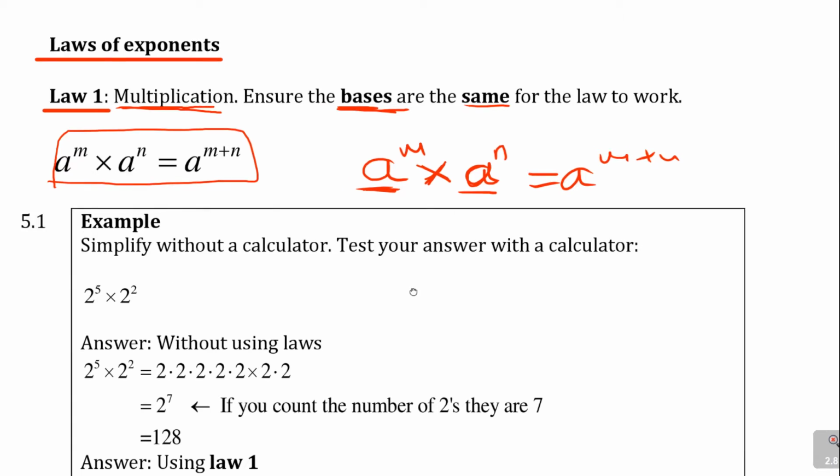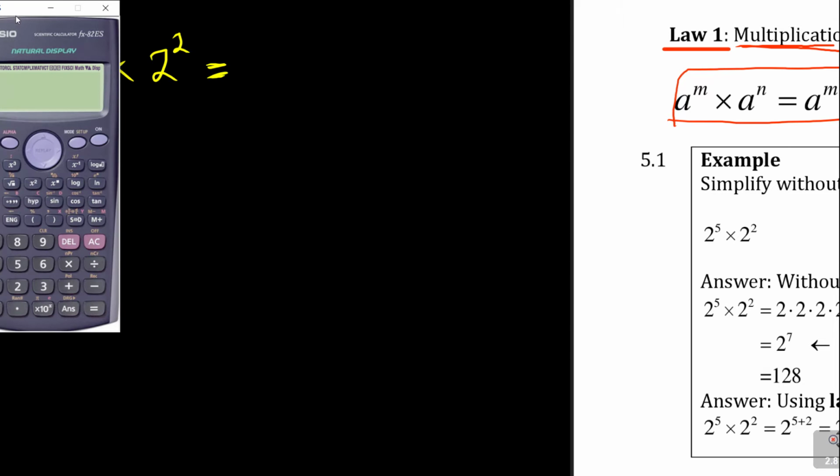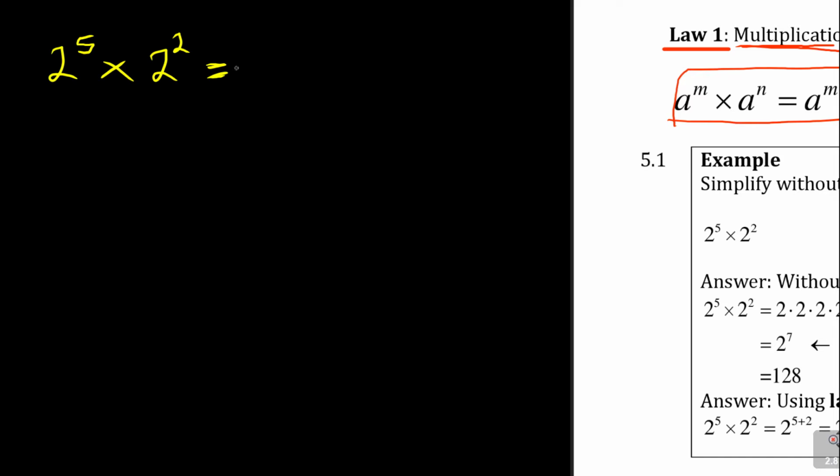So of course there are examples that they've given, but I'm going to be working them with you. If they say here 2 to the power 5 times 2 to the exponent 2, and then they say you need to use the laws of exponents. Now, before you use the law of exponents, let's use our calculator just to see what the calculator will give us. If I say 2 to the exponent 5 times 2 to the exponent 2, what do I get? I'm getting 128. So my answer here is 128.